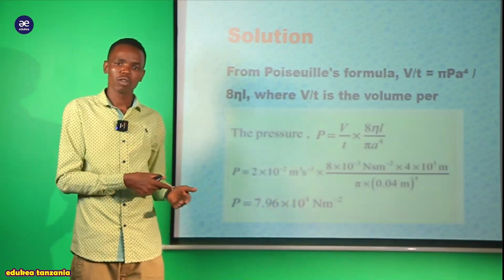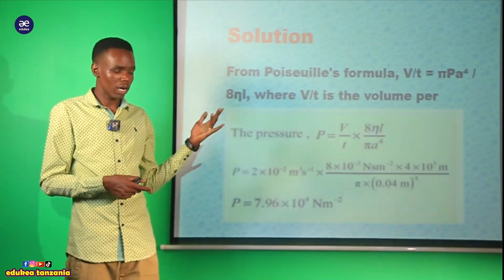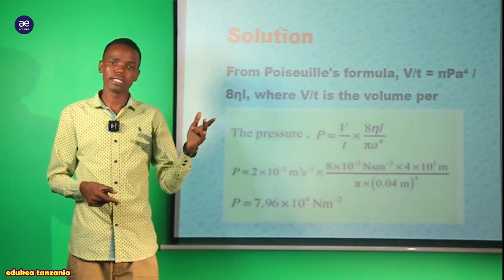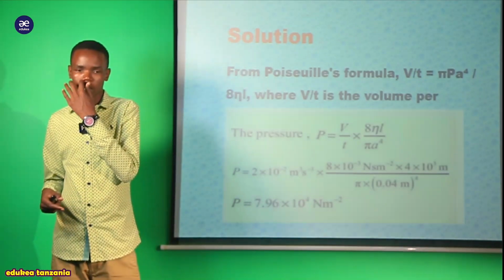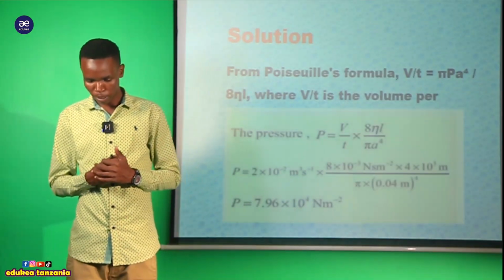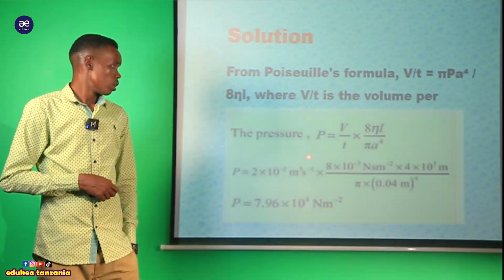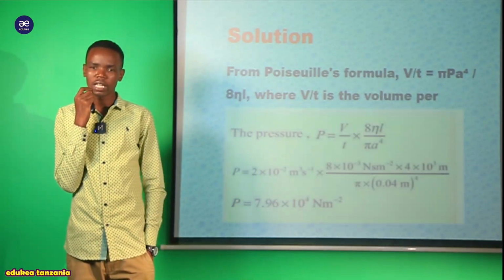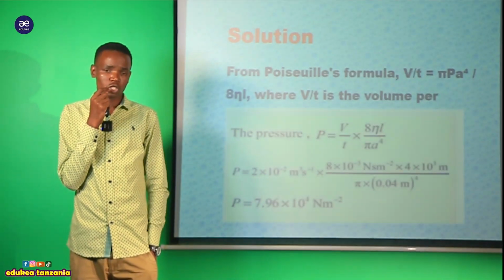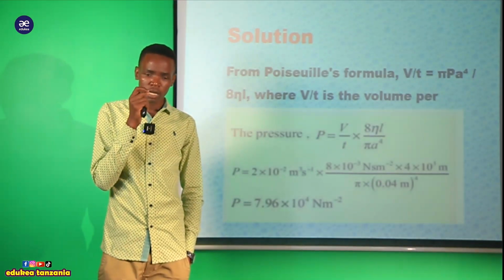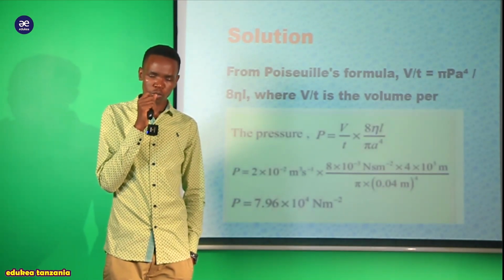Tumepewa diameter, pia tumepewa length, tumepewa yule coefficient of viscosity. Kwa tutaweza kurecall hapa ili tuweze kutafuta pressure ambayo tumeulizwa. So how can we get the pressure difference that we have been asked? So we get the pressure difference, my dear student, here by calling the Poiseuille theorem.